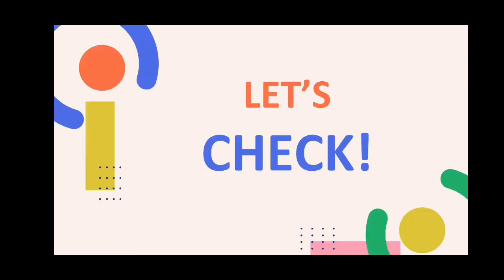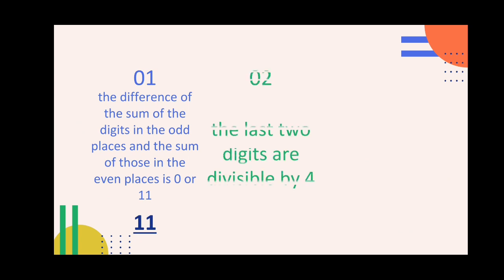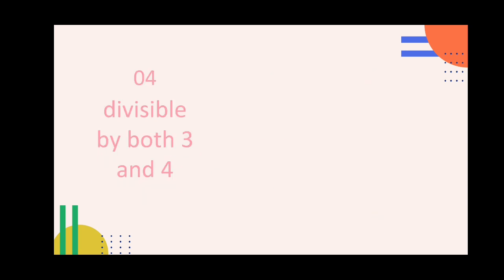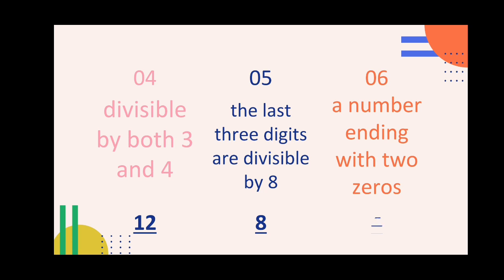Okay, now let's check. Number 1, the answer is 11. For number 2, the answer is 4. Number 3, it's 8. Number 4, 12. Number 5, 8. And number 6, 4. What's your score? Very good.